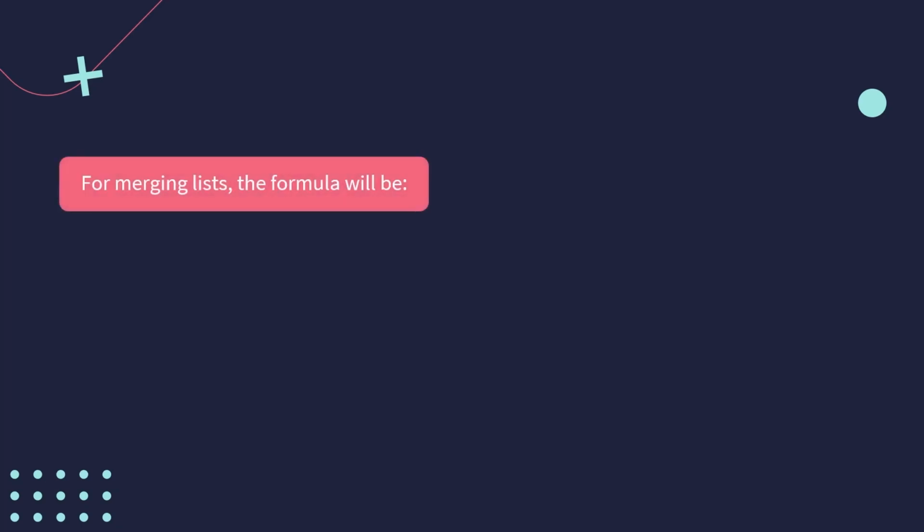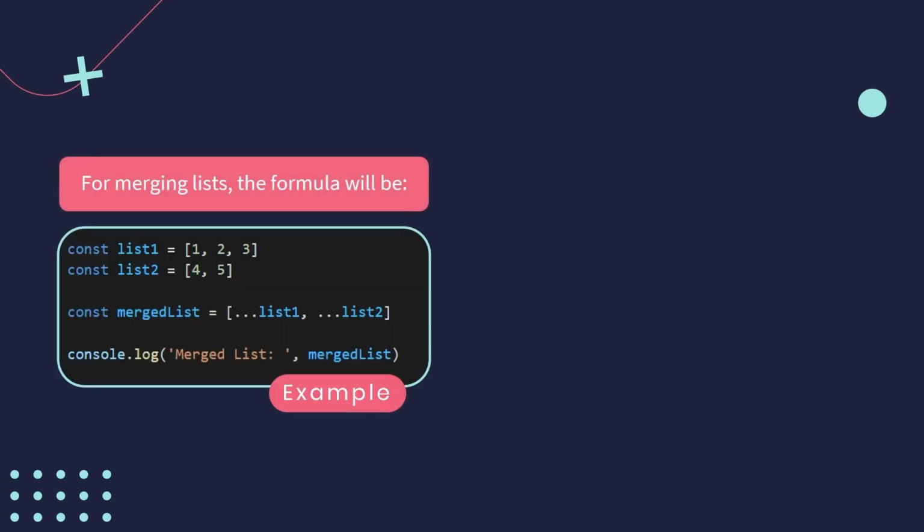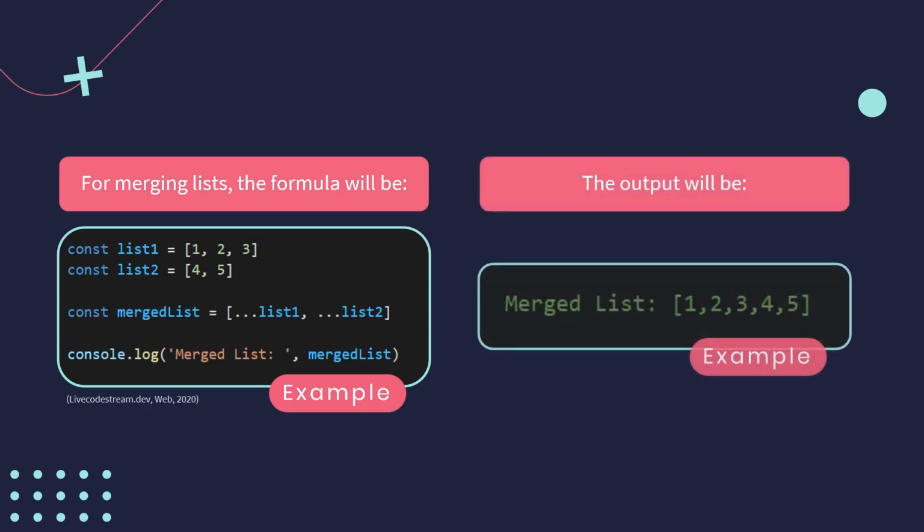For merging lists, this would be the formula. Here we have two lists, list 1 and list 2. And when we use the spread operator to merge them into merged list, the output will be as follows.